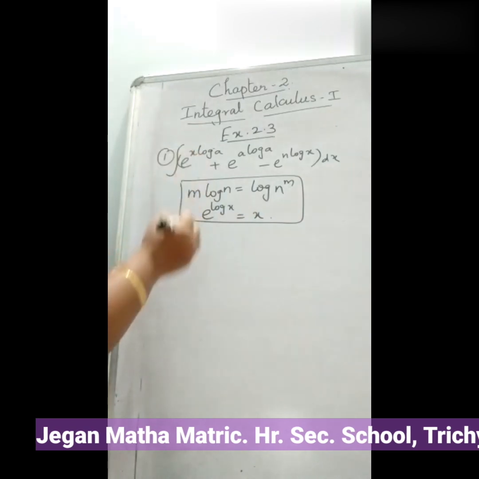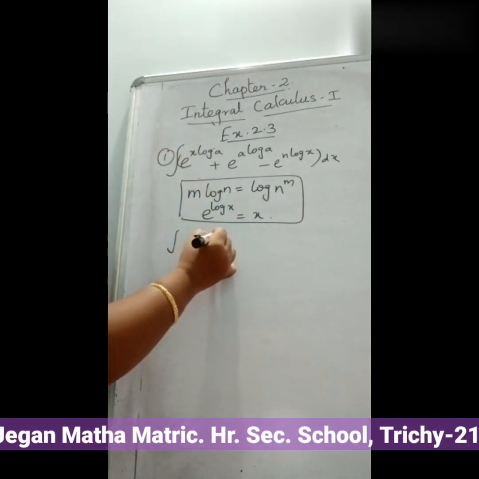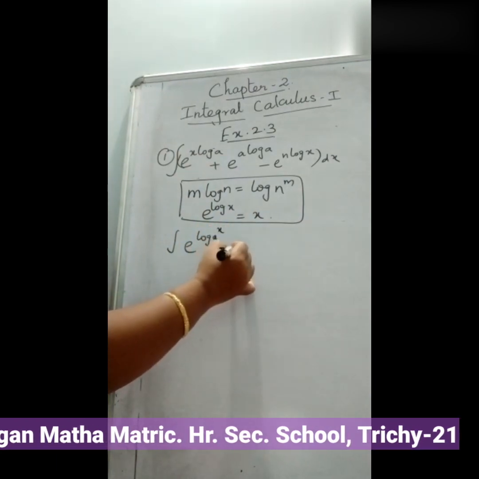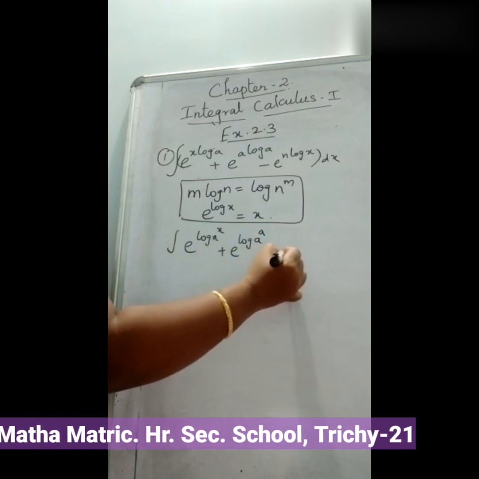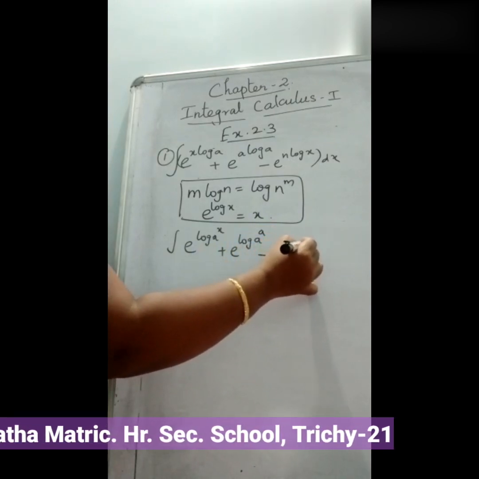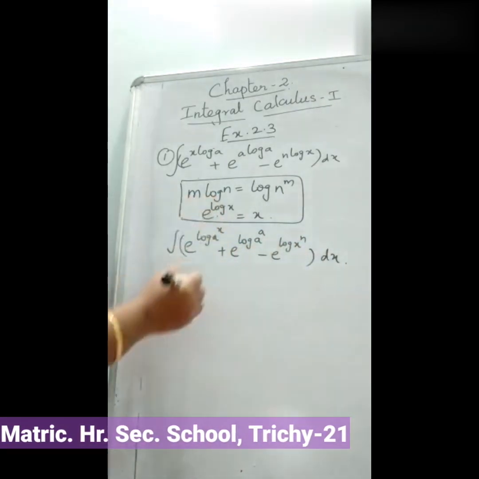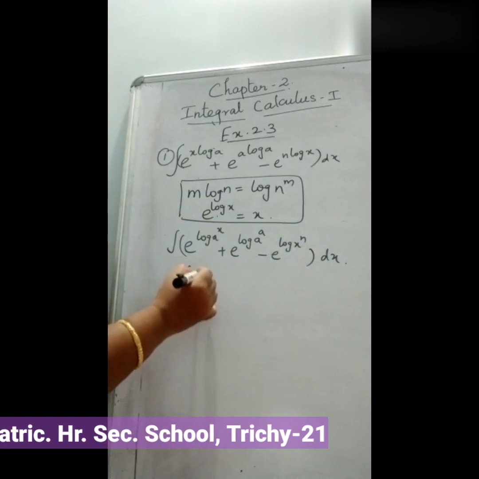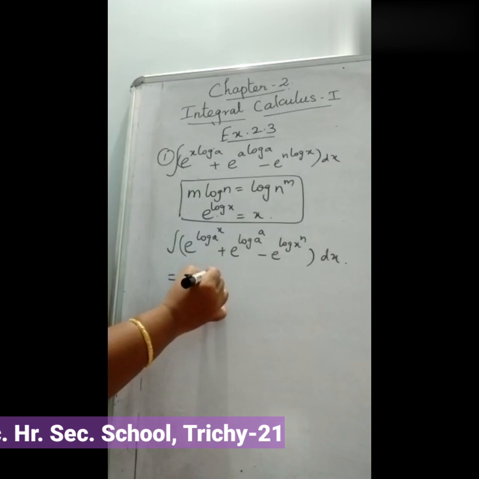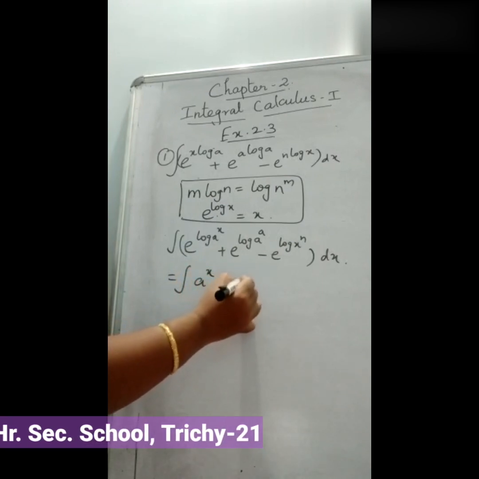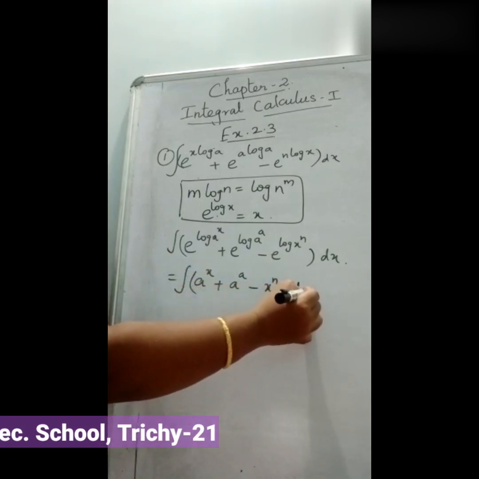Now the sum becomes integral of e power log a power x plus e power log a power a minus e power log x power n into dx. Now we use the second formula for these terms: instead of e power log a power x, we take a power x. So a power x plus a power a minus x power n into dx.